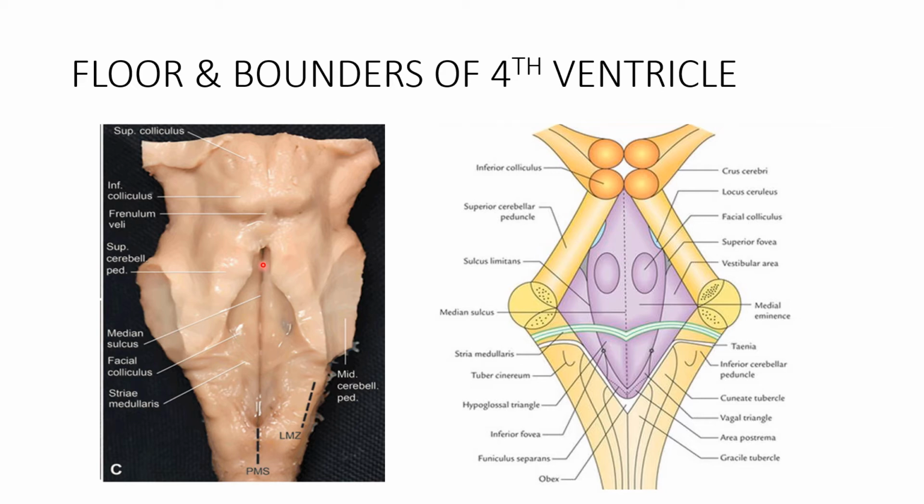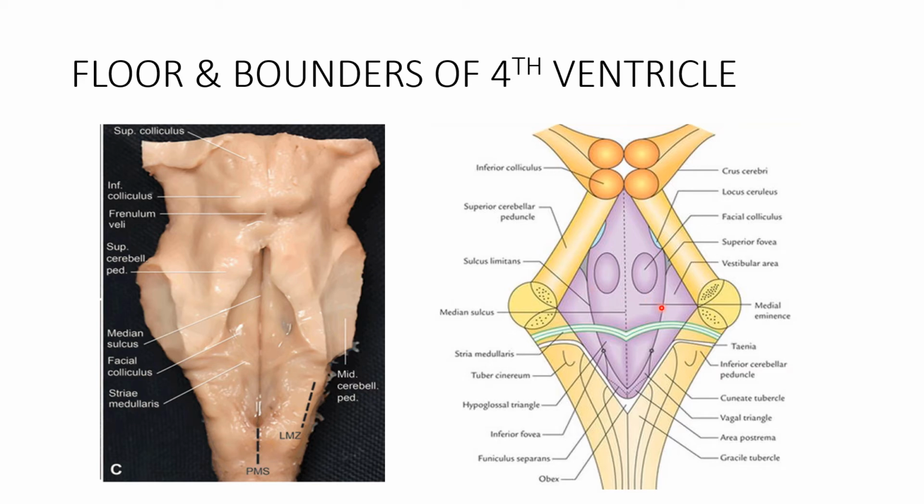Now the floor is divided into two symmetrical halves by the median sulcus. Here you can appreciate the median sulcus. On each side of the median sulcus, you can see a longitudinal elevation called the medial eminence. Laterally, the medial eminence is bounded by another sulcus that is called the sulcus limitans. Over here, this is the sulcus limitans.